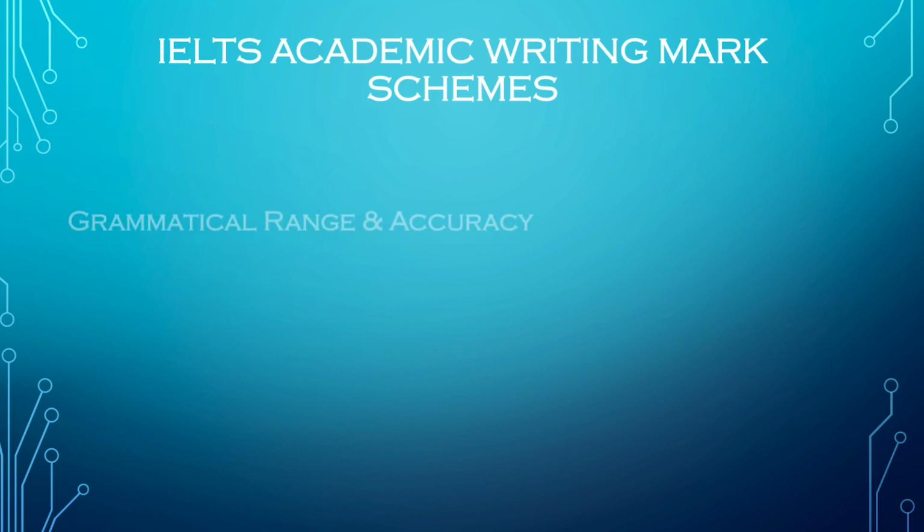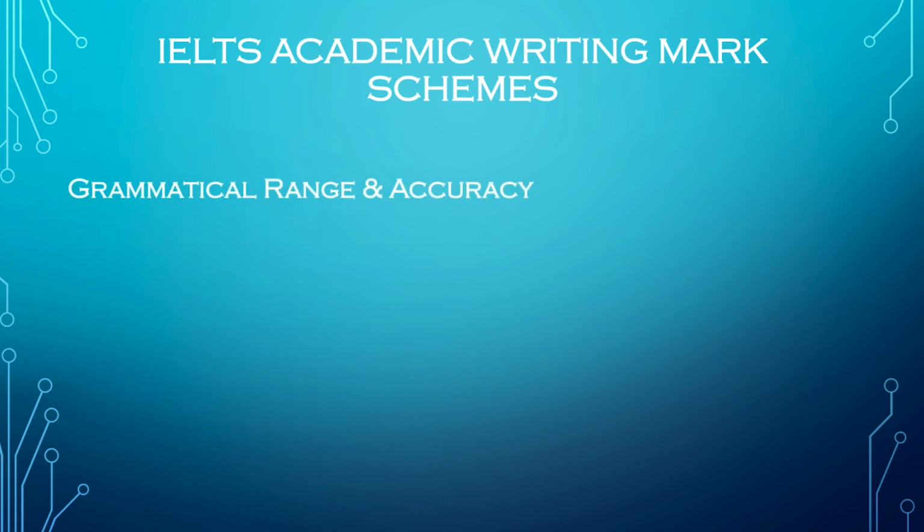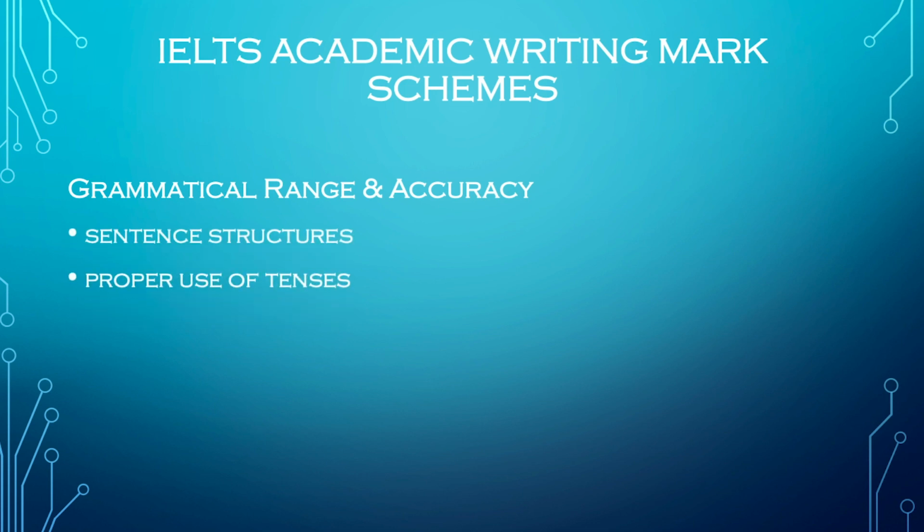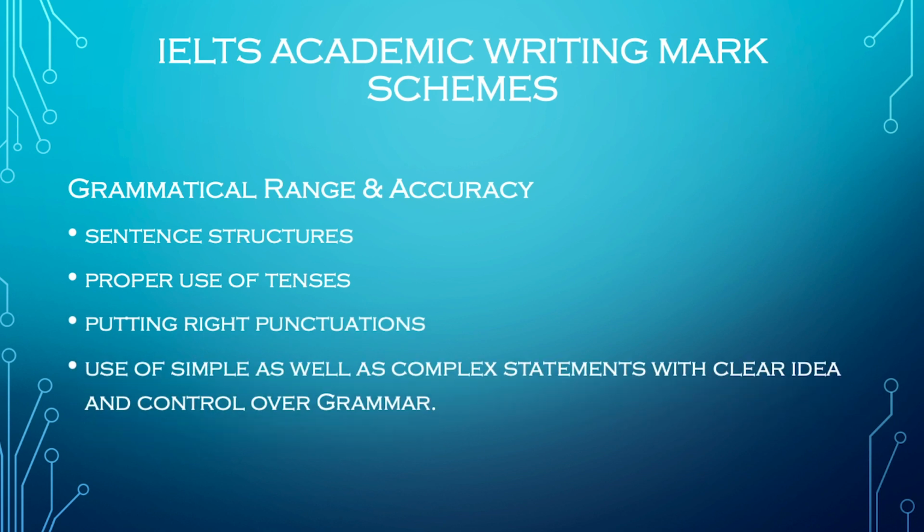Grammatical range and accuracy. To score this criterion, things taken into consideration include sentence structures, proper use of tenses, putting the right punctuation, use of simple as well as complex statements with clear ideas, and control over grammar. Now those were the writing mark schemes.